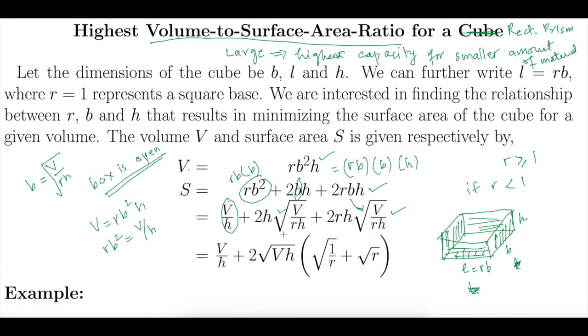After that, let's simplify this. So this H and this H, and then this H and this H. Then we have square root of H outside, and square root of V outside. The only thing which remains is 1 over square root of R and square root of R. So this is my surface area.